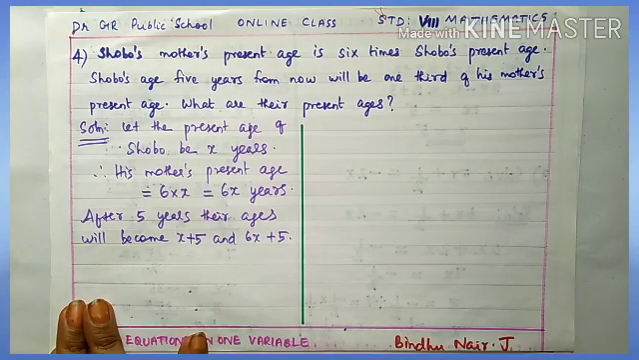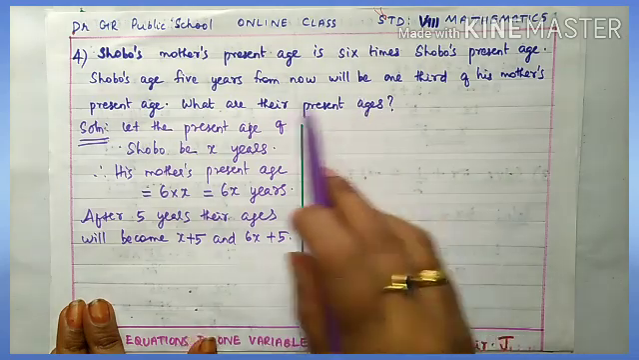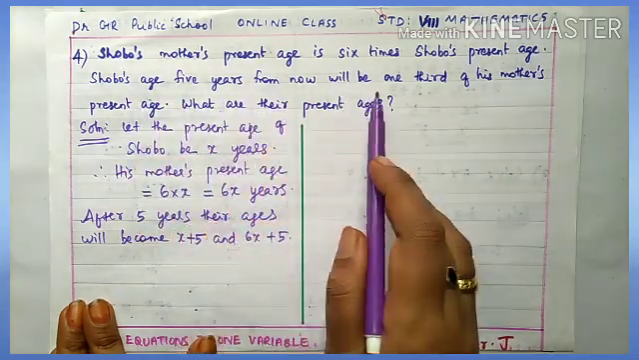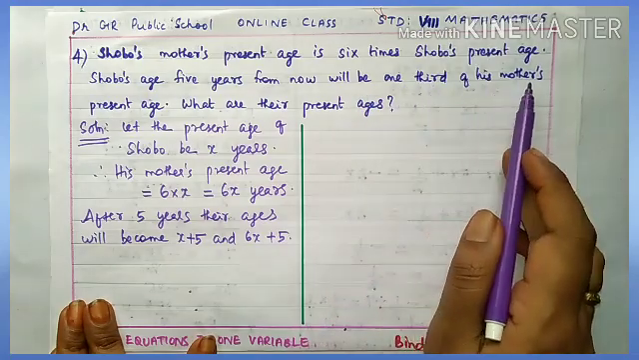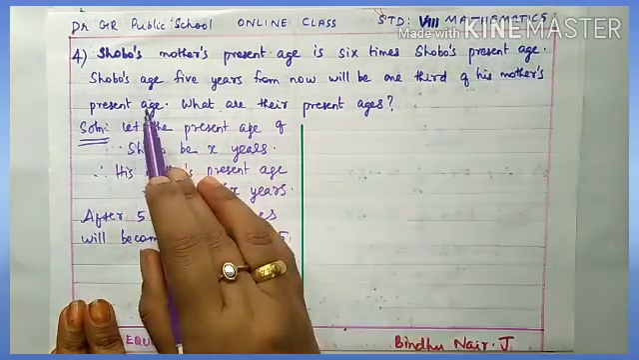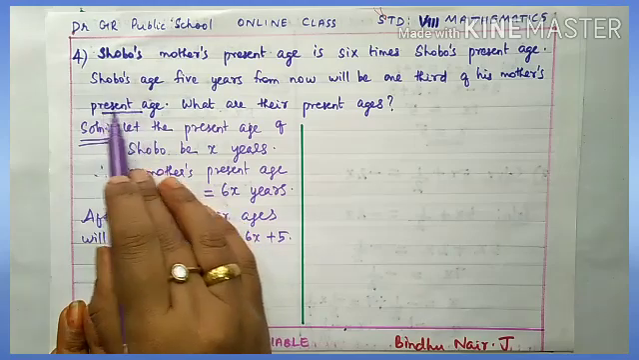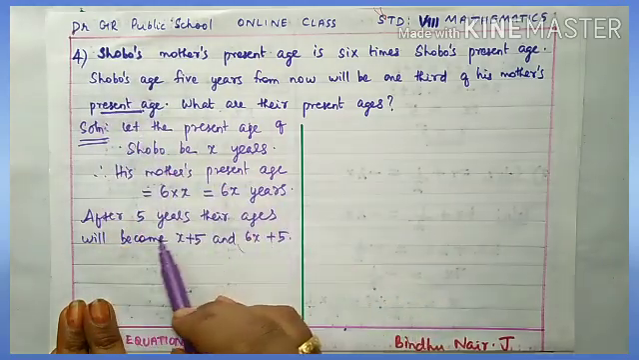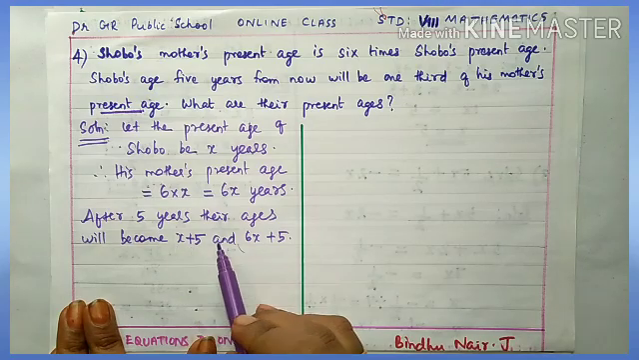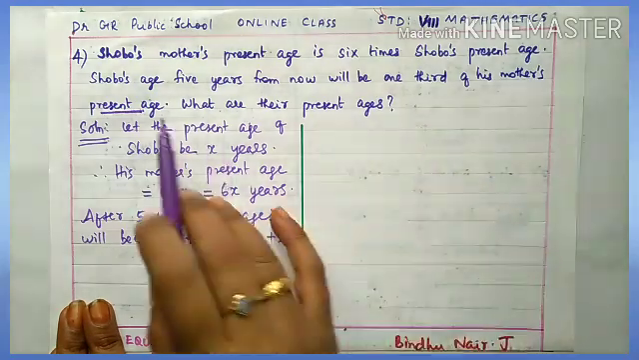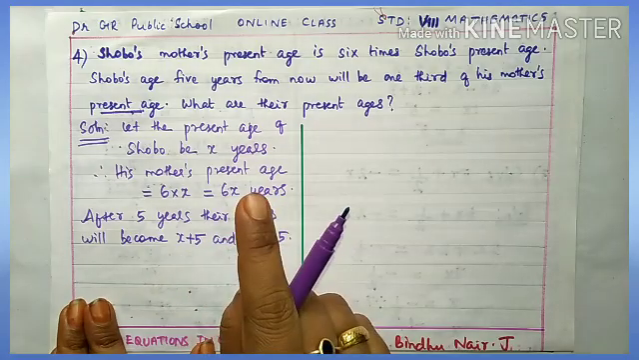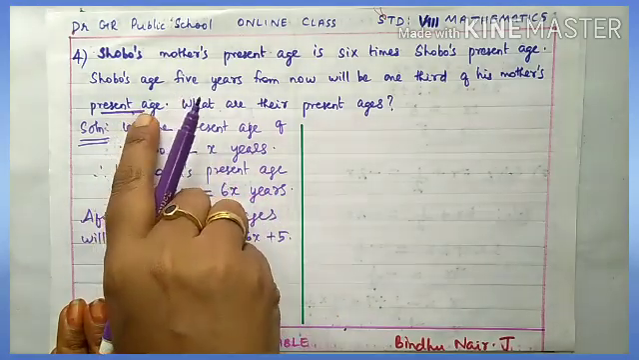Okay, yes. Now what is given here? Shobho's age 5 years from now will be 1/3 of his mother's present age. Okay, you want to consider this present age, not mother's age after 5 years. So his age after 5 years becomes 1/3 of his mother's present age, so that you don't make a mistake. Here it is told about mother's present age.